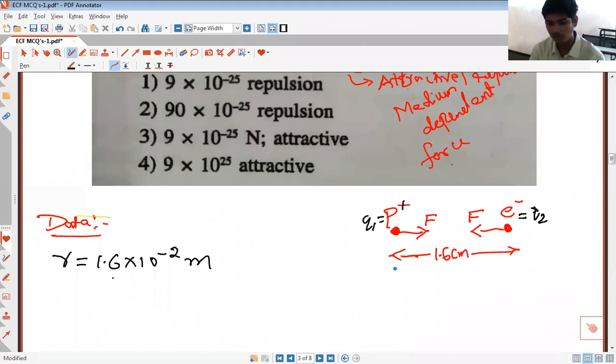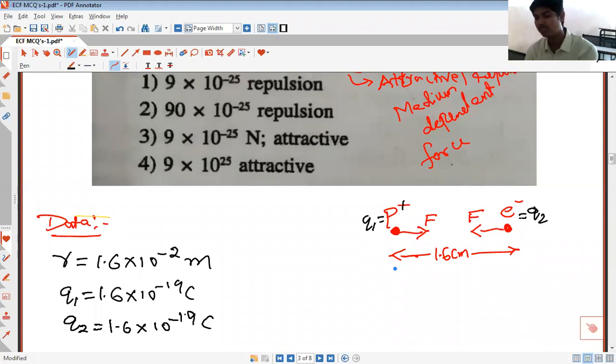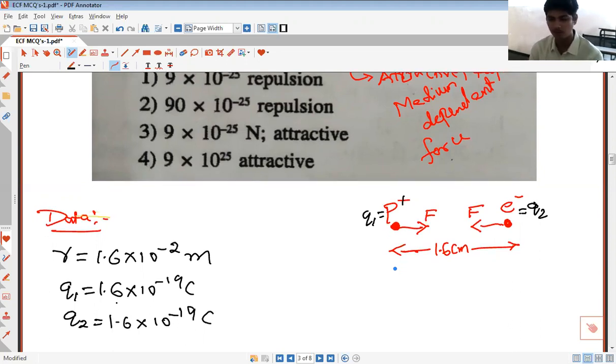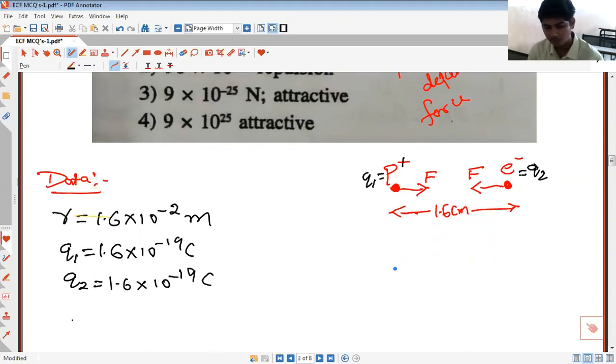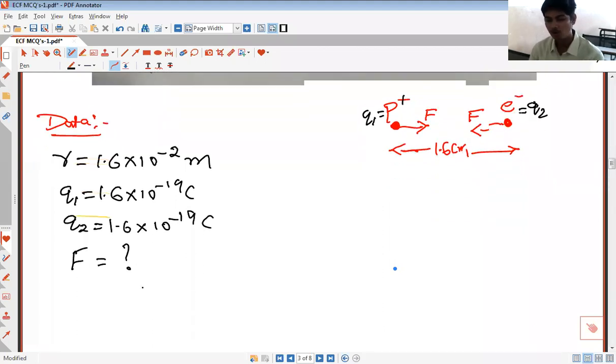Proton is like Q1 and electron is like Q2. So Q1 is 1.6 into 10 to the power of minus 19 coulomb, the charge on the proton, and Q2 is the electron, and the charge on the electron is 1.6 into 10 to the power of minus 19 coulomb. We are just going to take the magnitude of the charge while solving the problem. You need to find the magnitude of the force between them. See how we calculate the force.